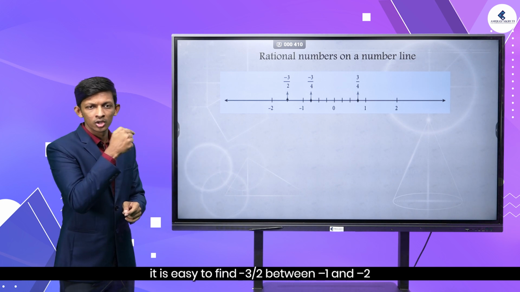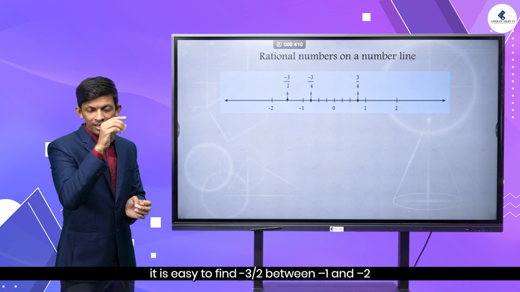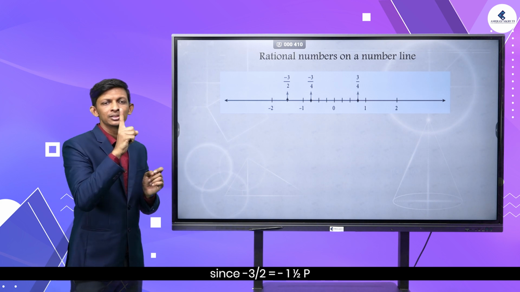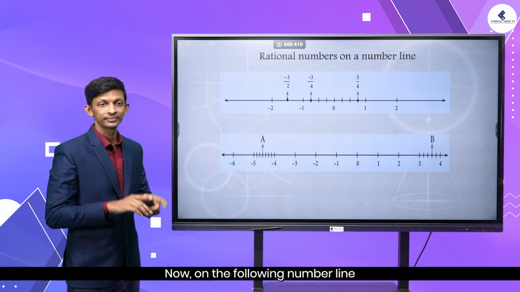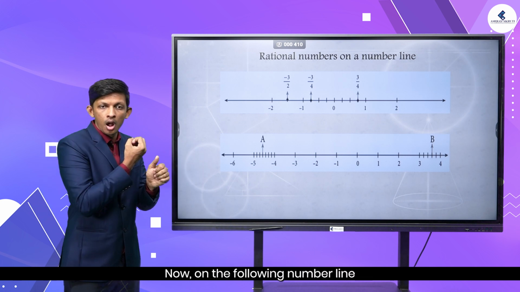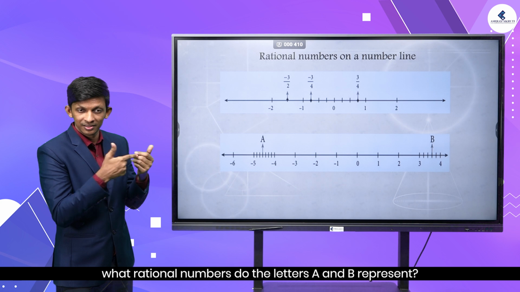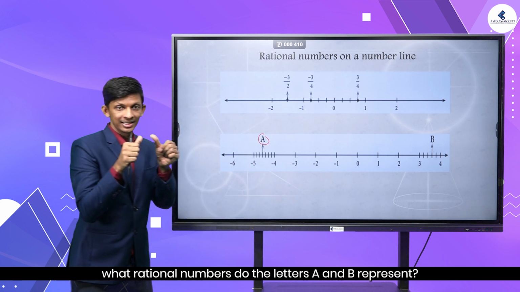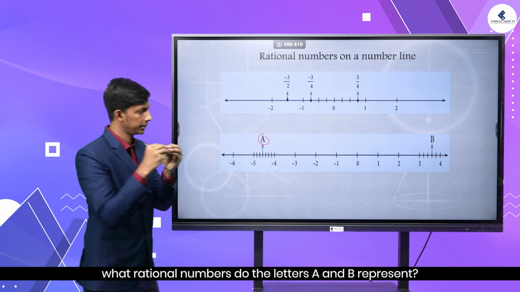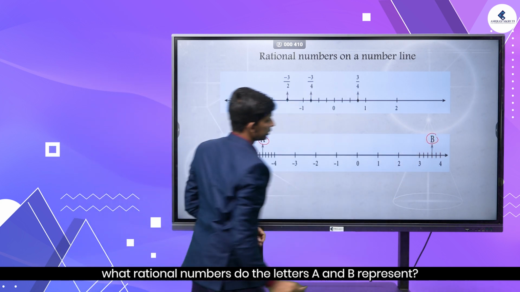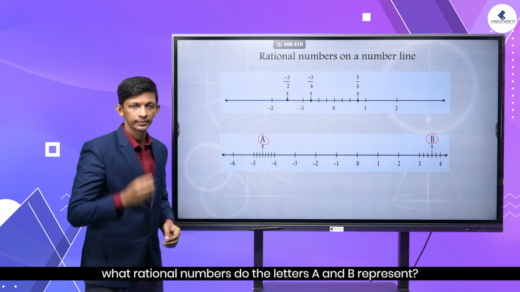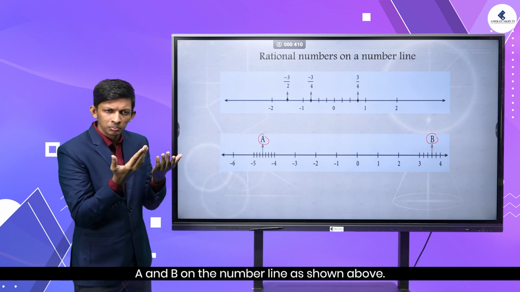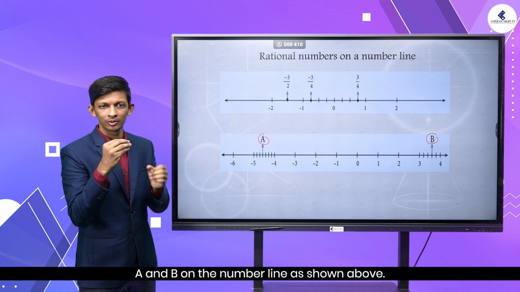Similarly, it is easy to find minus 3 by 2 between minus 1 and minus 2, since minus 3 by 2 is equal to minus 1 by 2. Now, on the following number line, what rational numbers do letters A and B represent? You will now be able to say easily the rational numbers marked by A and B on the number line as shown above.